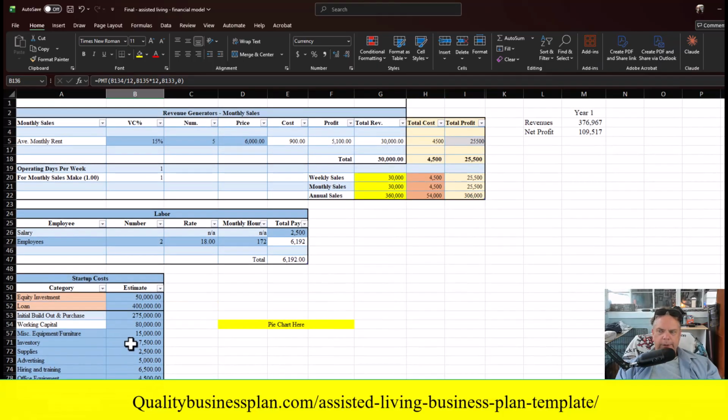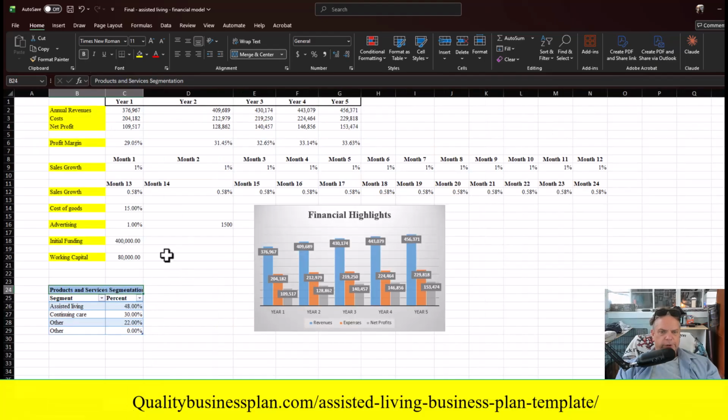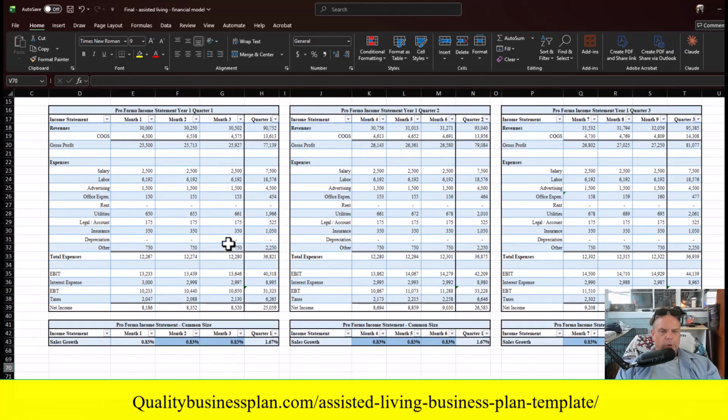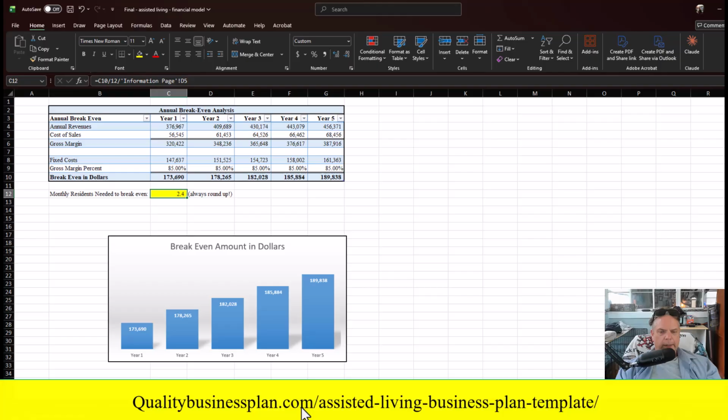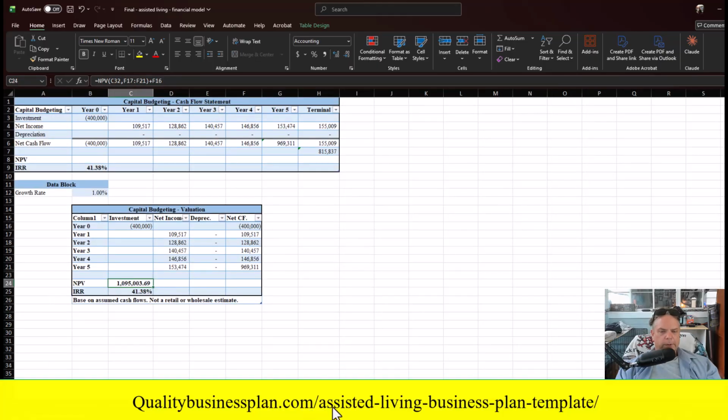And when, like I said earlier, once you update all these darker colored cells with your information, it's going to update your projections right here. It's going to update your profit and loss statement for the next 12 months, broken up quarterly as well as monthly. It's going to update your income statement. It's going to update your break-even analysis, and it's going to update your capital budgeting, specifically the valuation of your business based on cash flows.